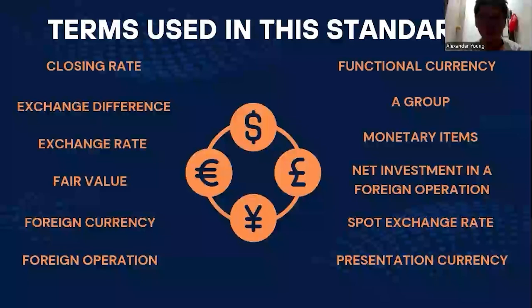Next group is the parent and all its subsidiaries. Next one is monetary items: the units of currency held, and assets and liabilities to be received or paid in a fixed or determinable number of units. Next is net investment in a foreign operation. It is the amount of the reporting entity's interest in the net assets of that operation. Of course, it's also in foreign countries.